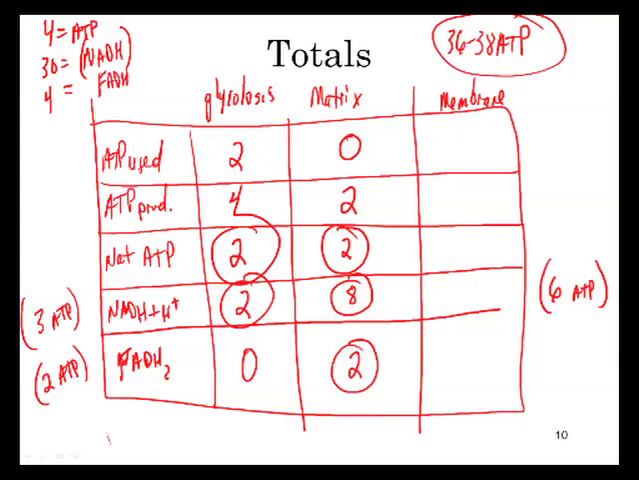And if you add those numbers up, what's the potential for ATP? 38 ATP. That's where the 38 comes from. The 36 is another story. I'll get to that Wednesday.